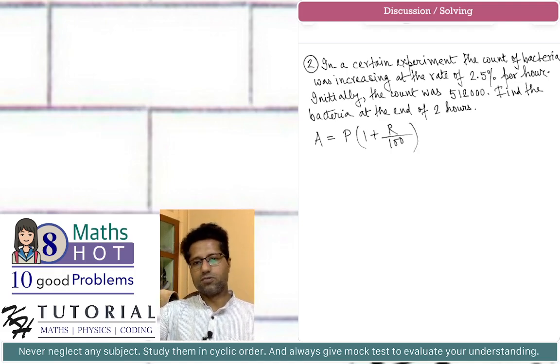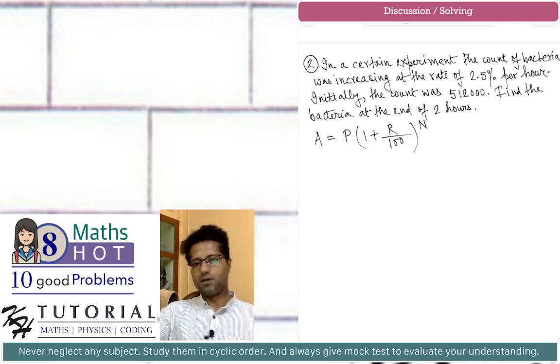This whole raised to the power the period, the number of periods. In this example, it is 2 hours. The period is given as 2 hours. Since it is asking to find the bacteria at the end of 2 hours, the period is 2 hours. And so A will be the bacteria count at the end of 2 hours.